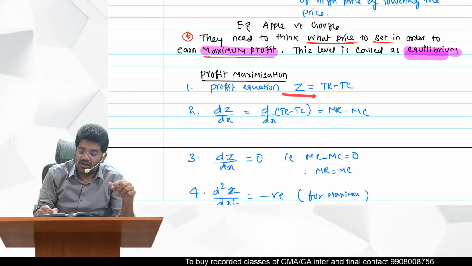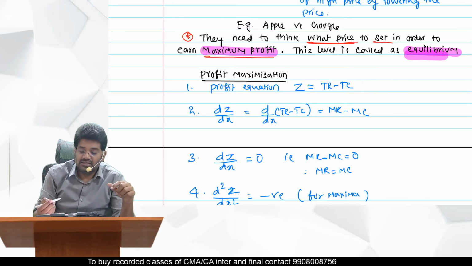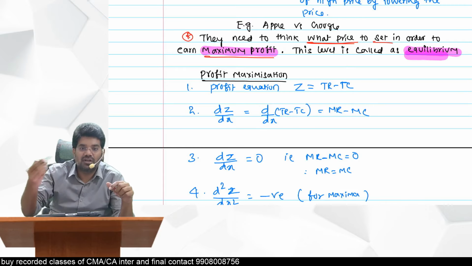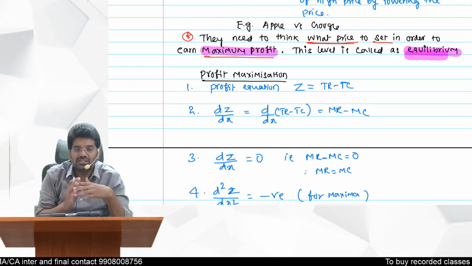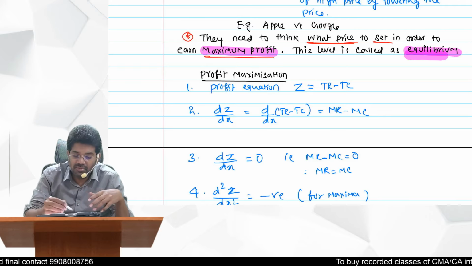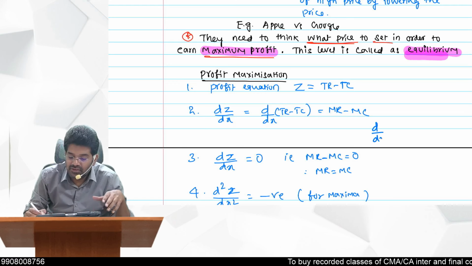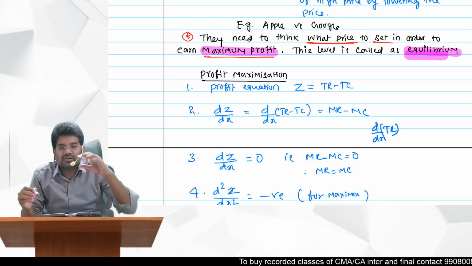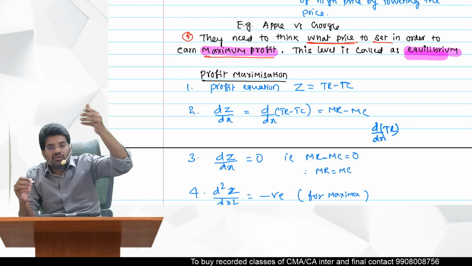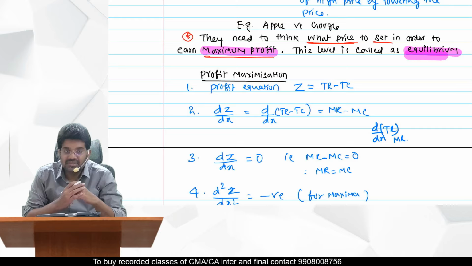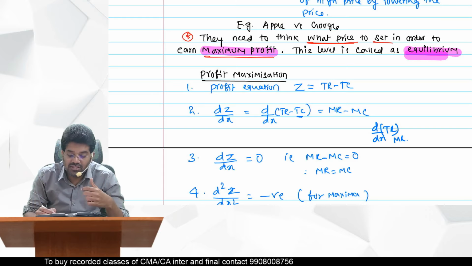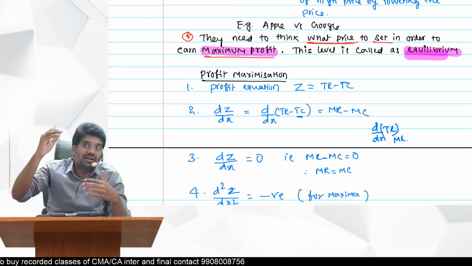Then on this you should apply the derivative. First derivative, d by dx of this z equation. So d by dx of TR minus TC, total revenue minus total cost. Then d by dx of TR, d by dx of total cost. If you remember, when you apply the first derivative on total revenue, we call that marginal revenue. Similarly, if you apply the derivative on total cost, we call it the marginal cost.